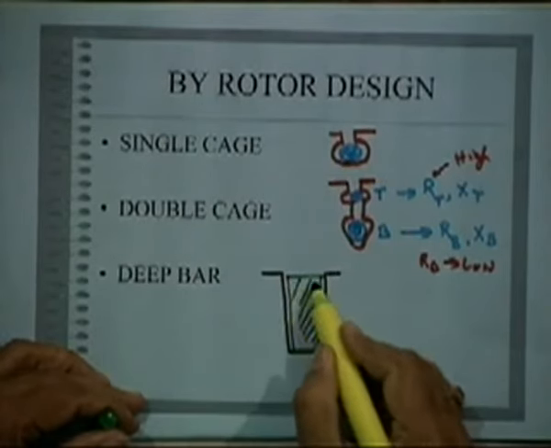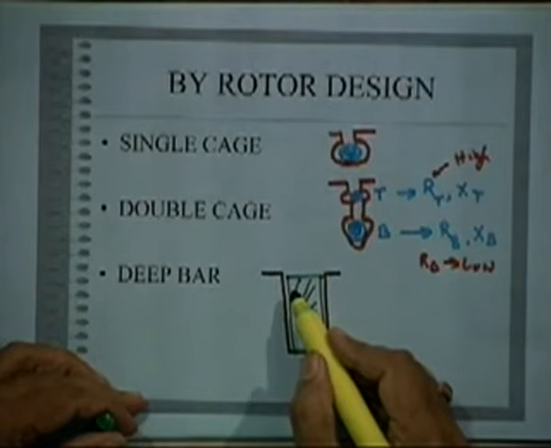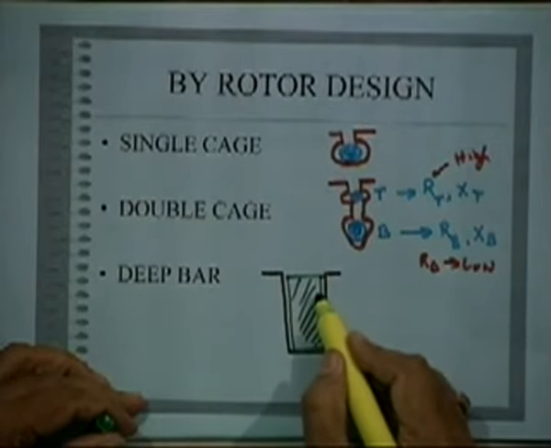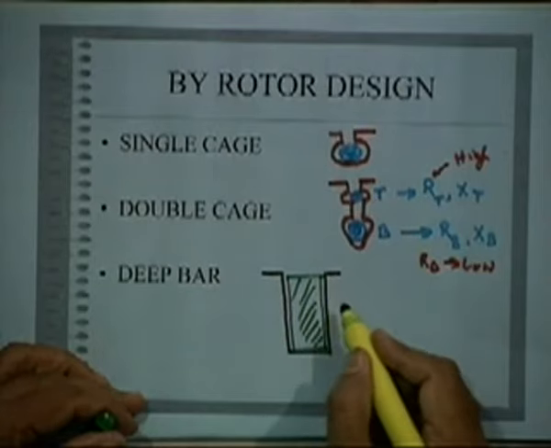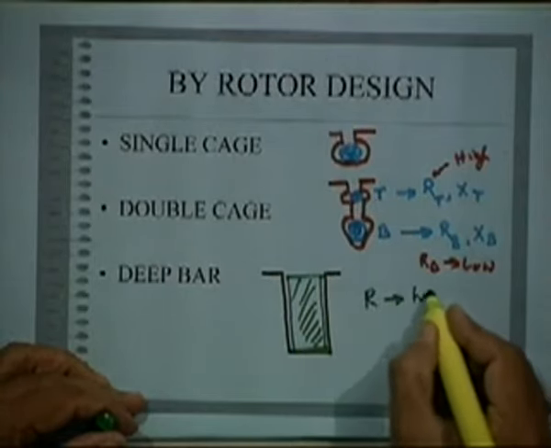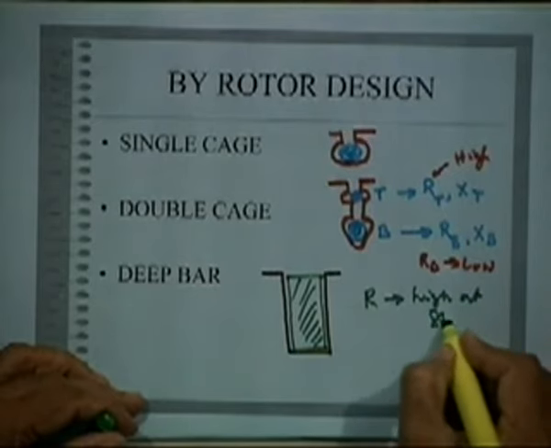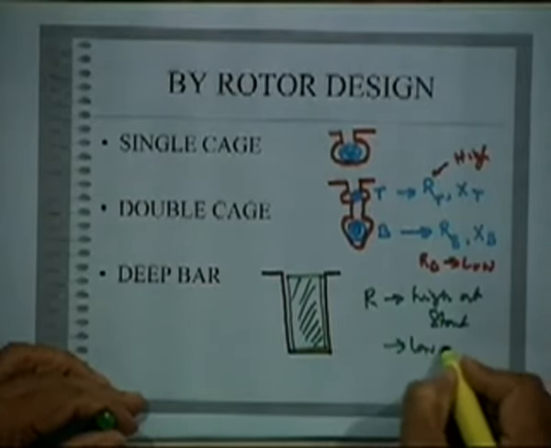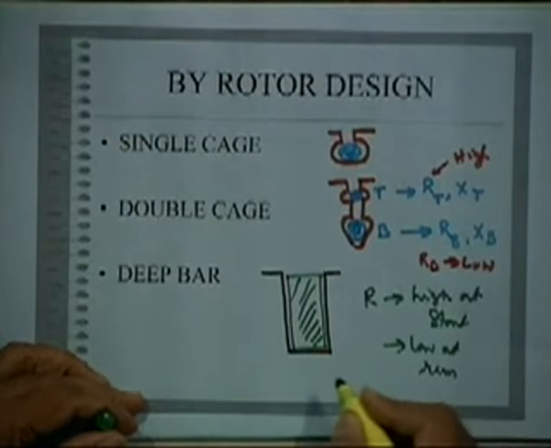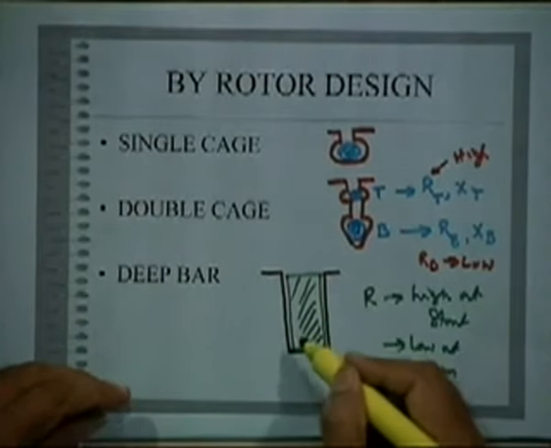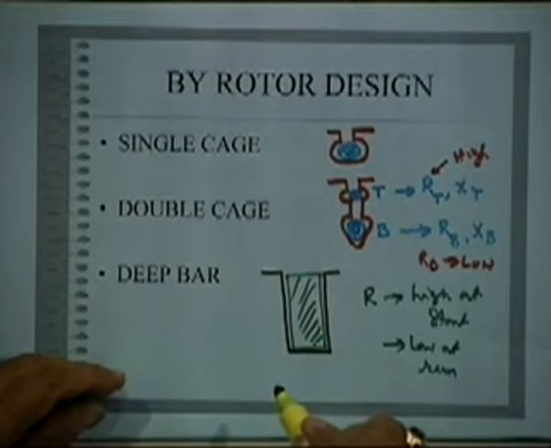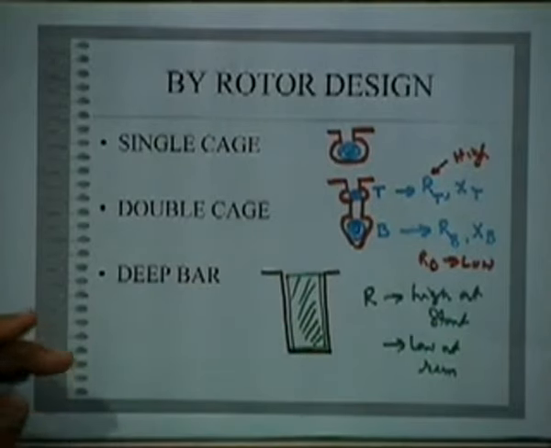In deep bar, again due to skin effect, at high frequencies current will be distributed on the top only. So resistance will be high at start because the area is small. Therefore R is high at start and R is low at run. Low at run because at running condition frequency is low and the current gets distributed throughout the bars. So this electromagnetic phenomenon is used for the designs.